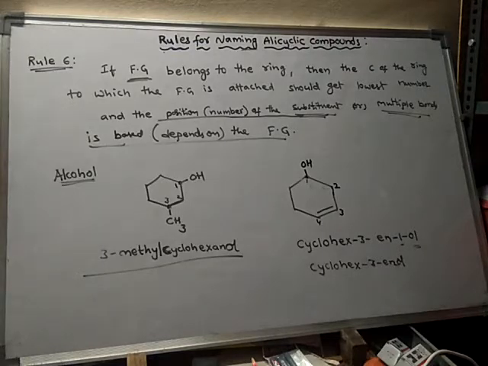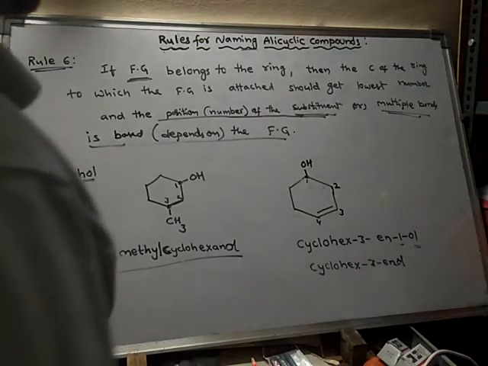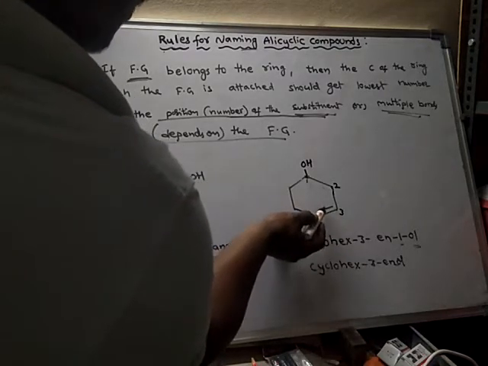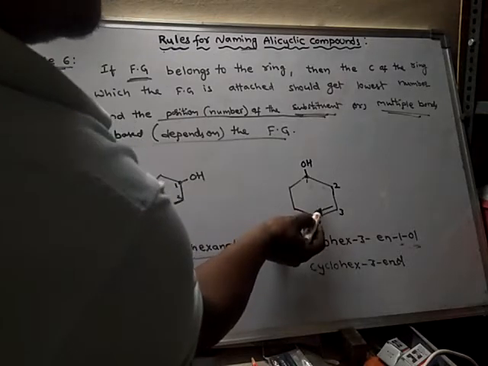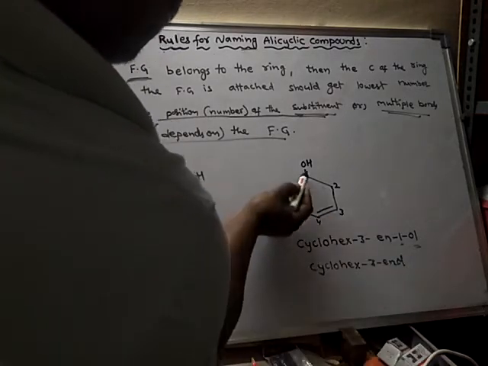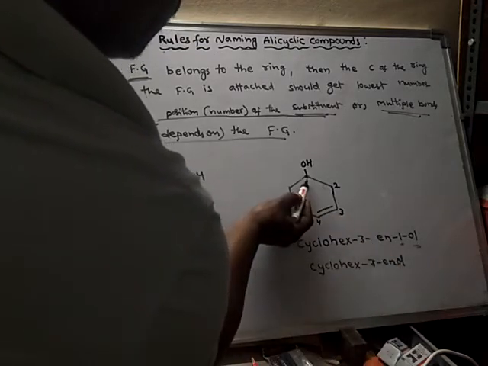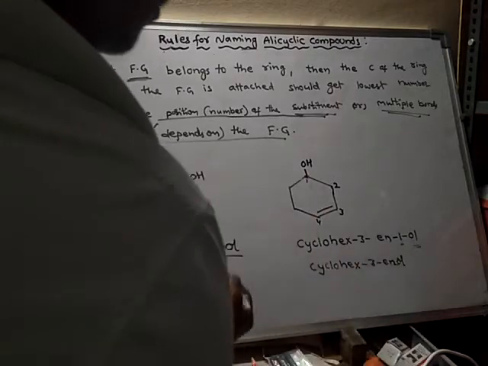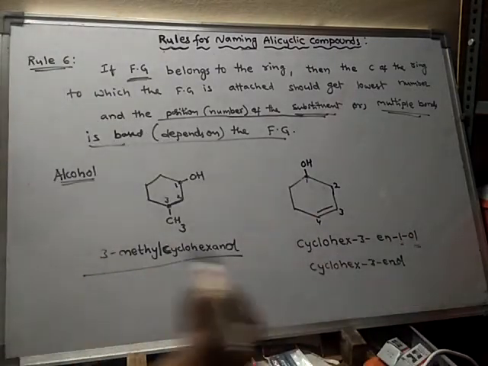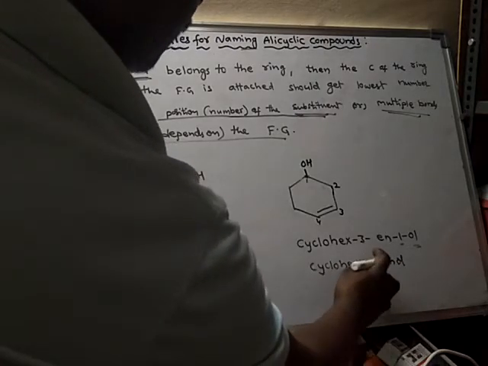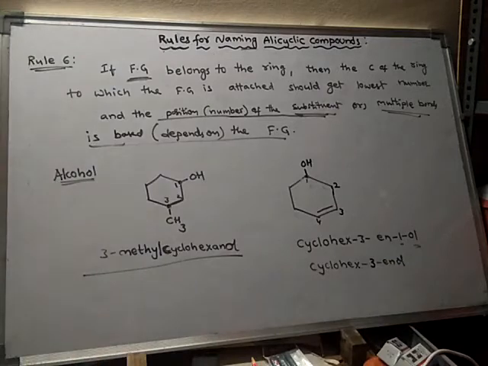Okay, now what is the name of this compound? The name of this compound will be like this. That means on the third carbon, a double bond is there. Double bond means ene. So third carbon ene, and this is cyclohex, so cyclohex-3-ene. And on the first carbon, alcohol, ol. So this is the name of the compound. Or else we can write the name like this also: cyclohex-3-en-1-ol. So in this way also we can write the name of this compound.